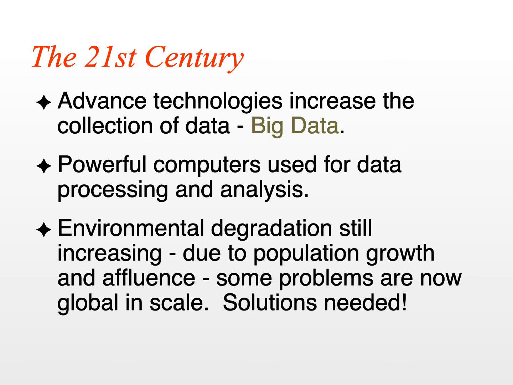So, what are some of the important things going on in geography and physical geography in the 21st century? The most important thing is big data analysis. Advanced technologies are being used to collect data and to analyze data. Of course, this requires powerful computers.